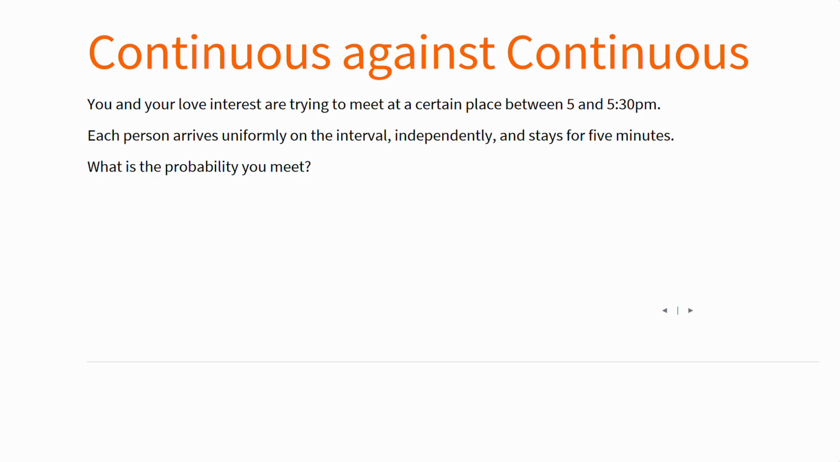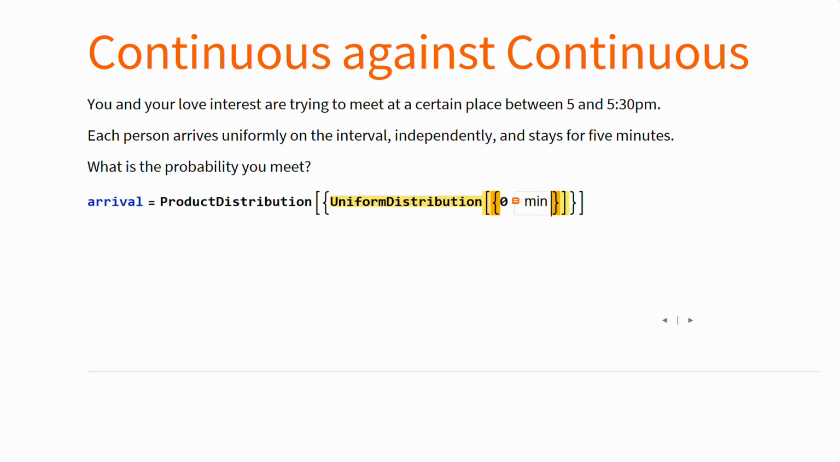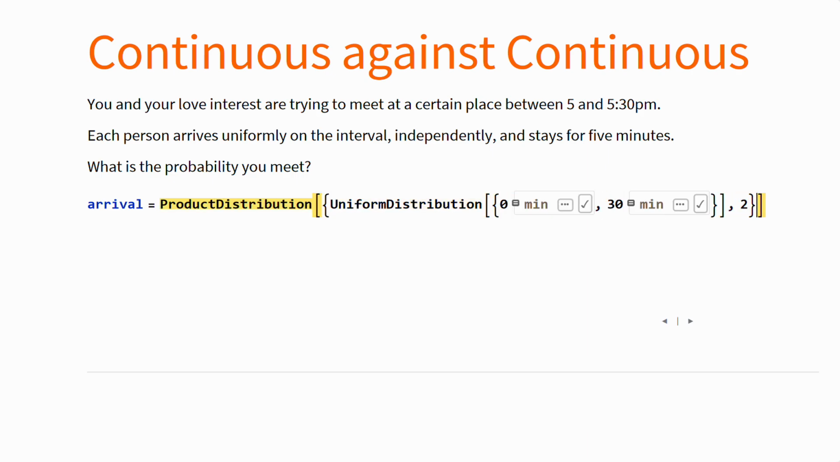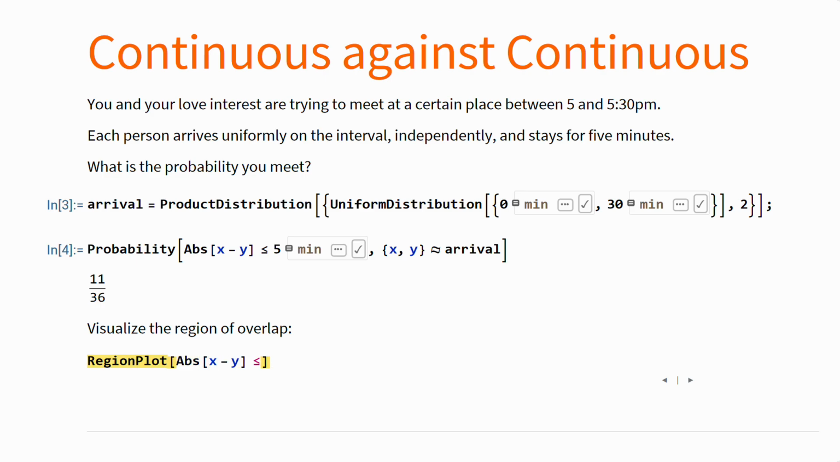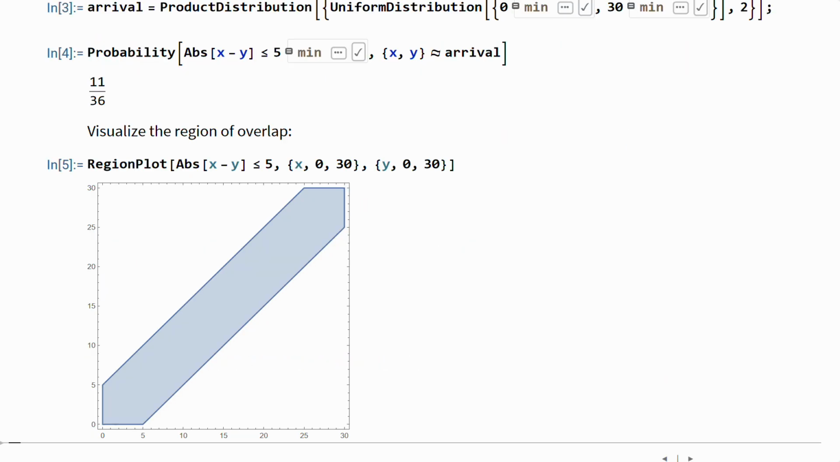Each of you represents an independent uniform distribution, so that can be formulated as the product distribution of 2 uniform distributions. Then just calculate the probability of the absolute difference being less than or equal to 5 minutes, and you'll get 11/36. You can visualize the success region using RegionPlot on this situation.